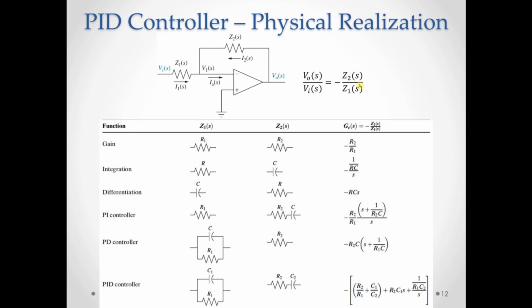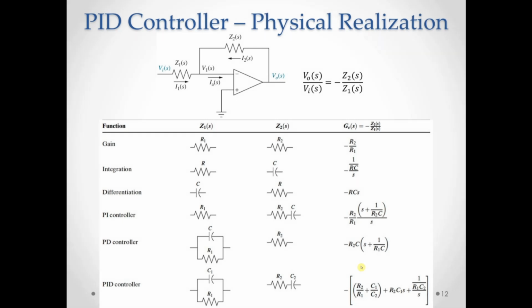For instance, if you choose a resistor for Z1 and a series combination of a resistor and a capacitor for Z2, then the transfer function of the circuit will come out in this form, which is basically the transfer function of a PI controller. Then you can use this inverting amplifying circuit as a PI controller. If you choose a parallel combination of a resistor and a capacitor for Z1 and a resistor for Z2, then the circuit can be used as a PD controller because the transfer function of the circuit is in the same form as a PD controller.